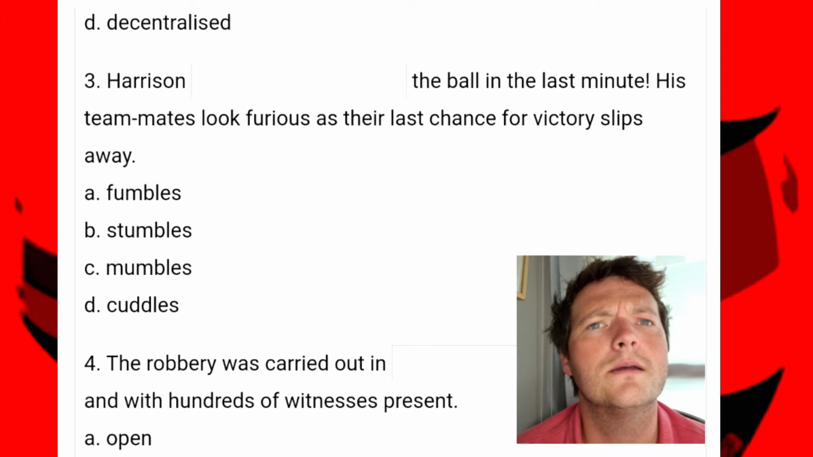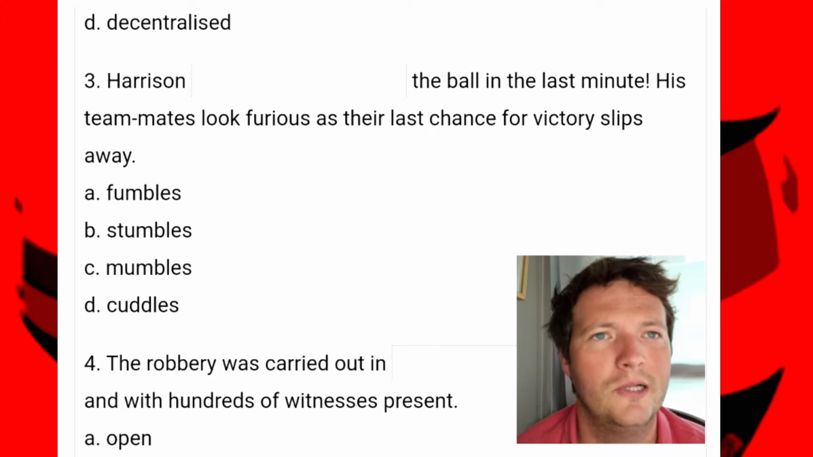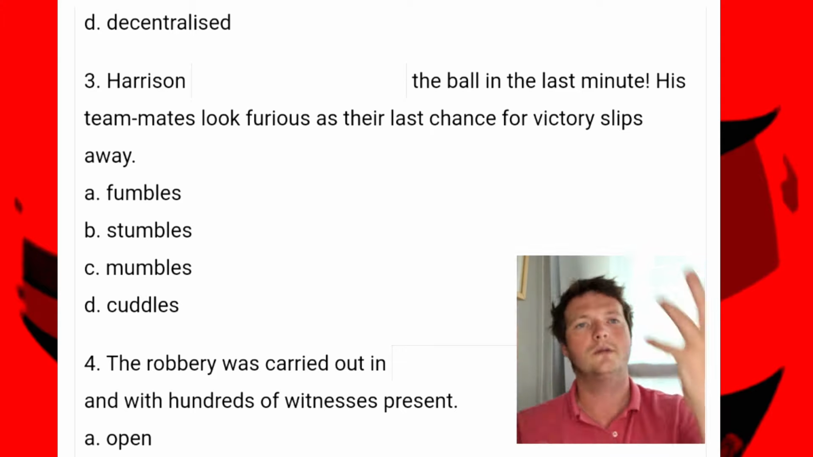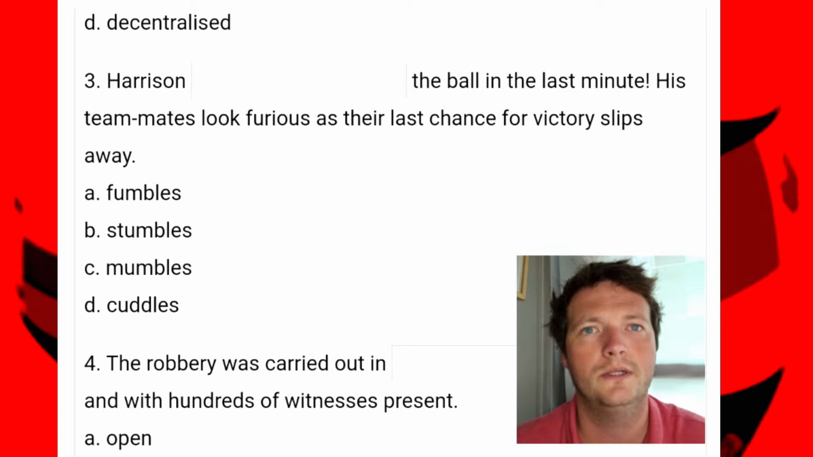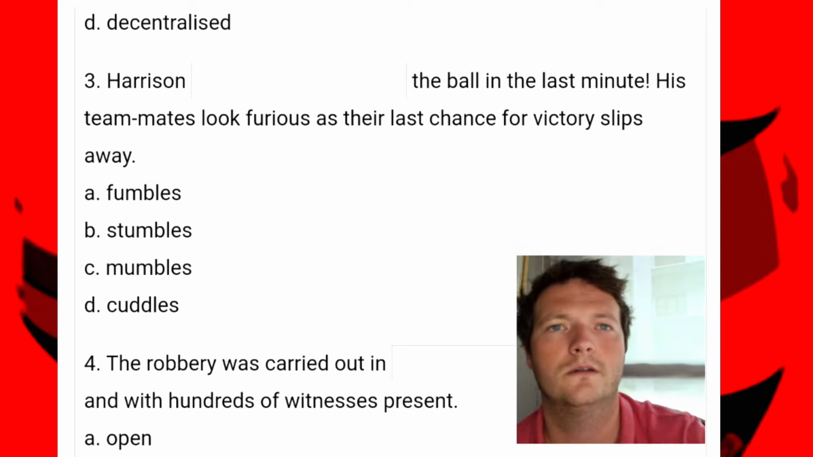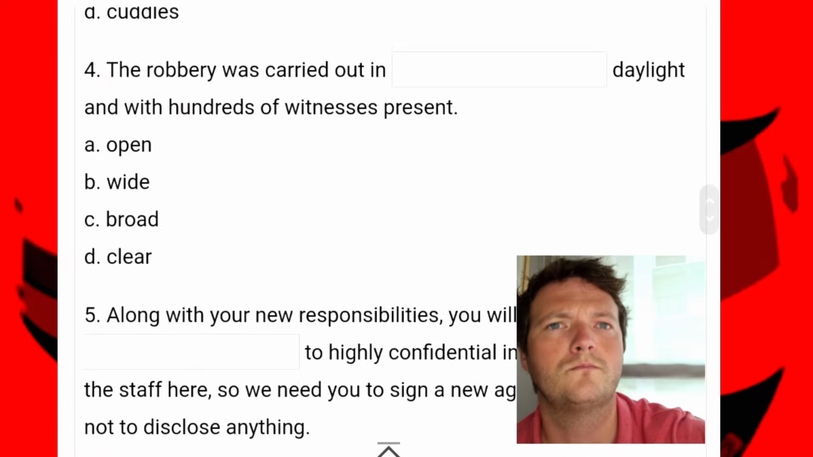Harrison fumbles the ball in the last minute. Yeah, he lost it. It slipped out of his hands. He fumbled. Yeah, fumbles. No doubt about that one.